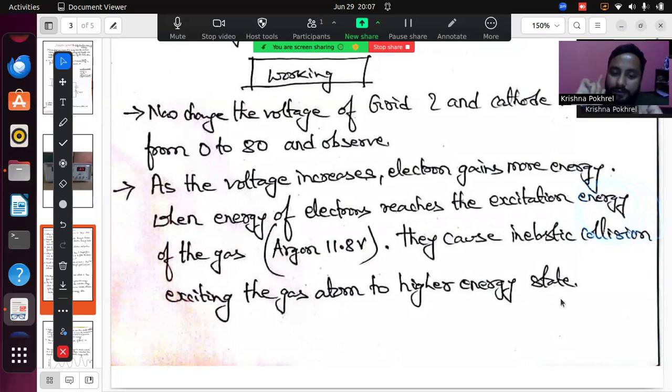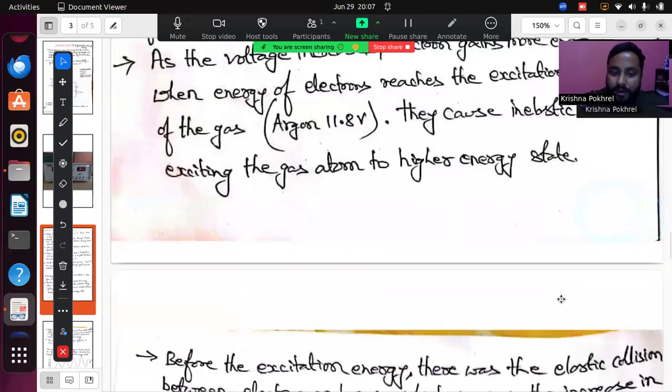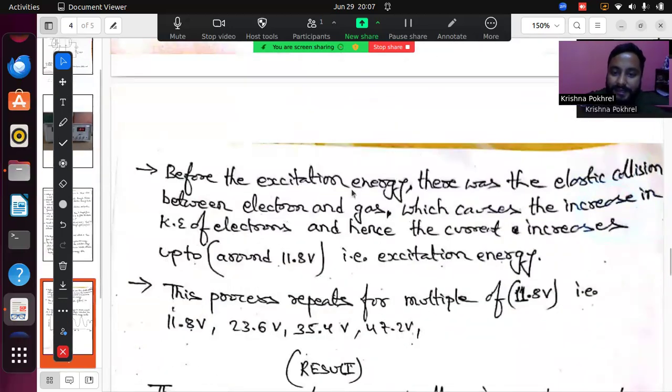That means at the time when the voltage of Bg2k becomes higher than 11.8 volt, not less. Now what happens if the voltage is less than 11.8 volt? We will see here. Before the excitation energy, that means before the voltage of 11.8 volt, there was the elastic collision between electron and gas.